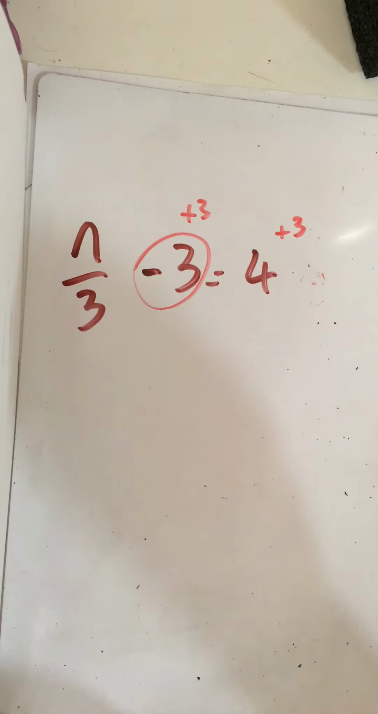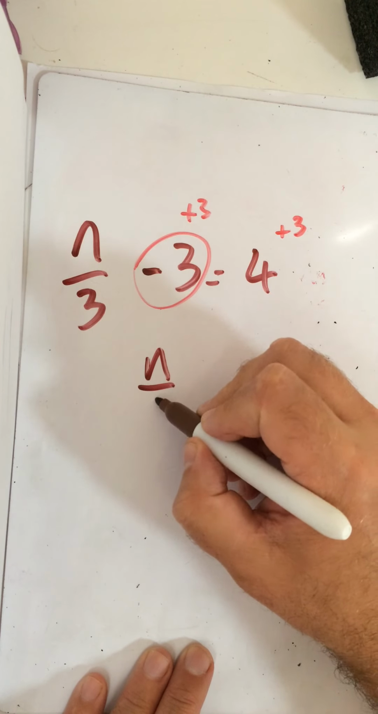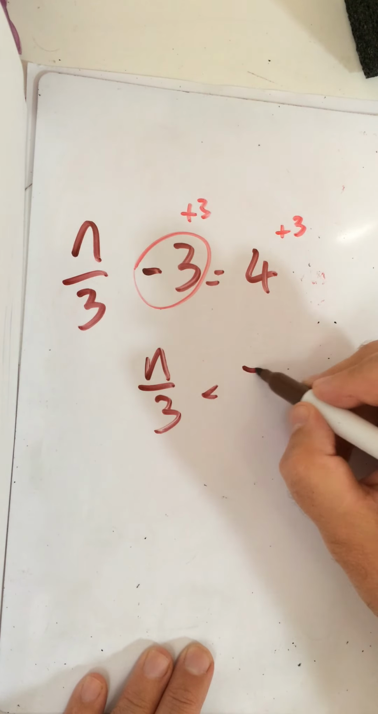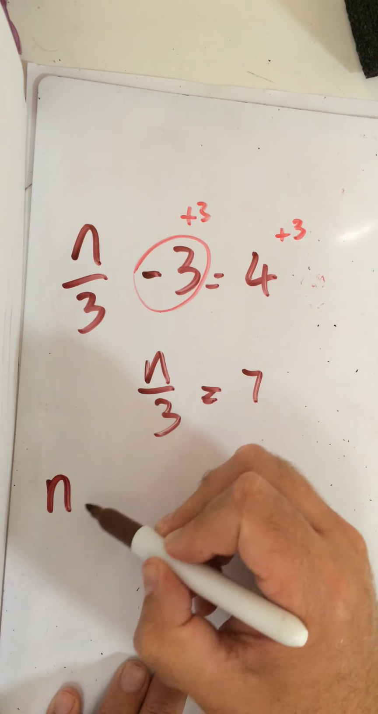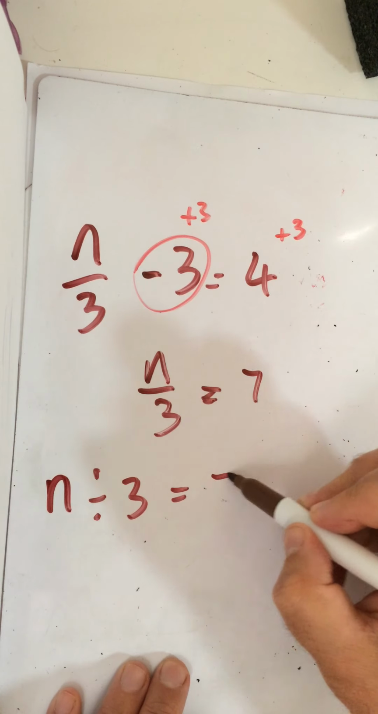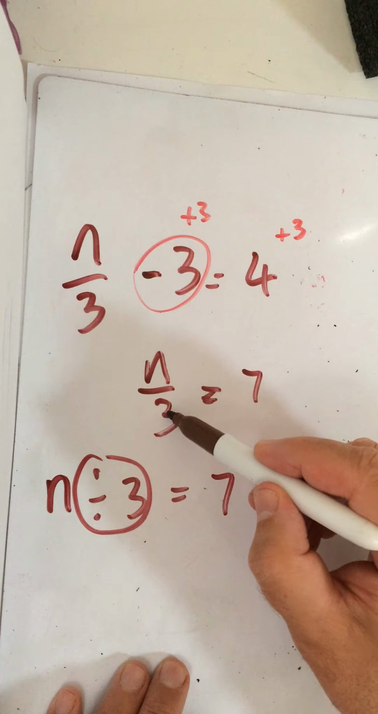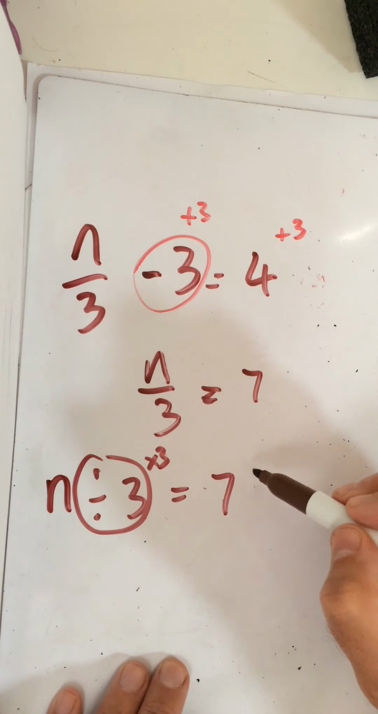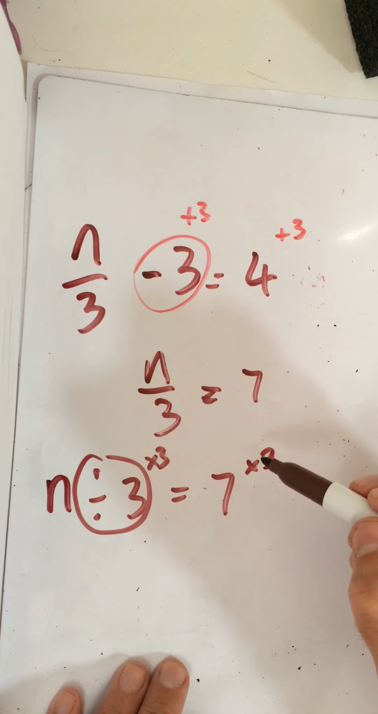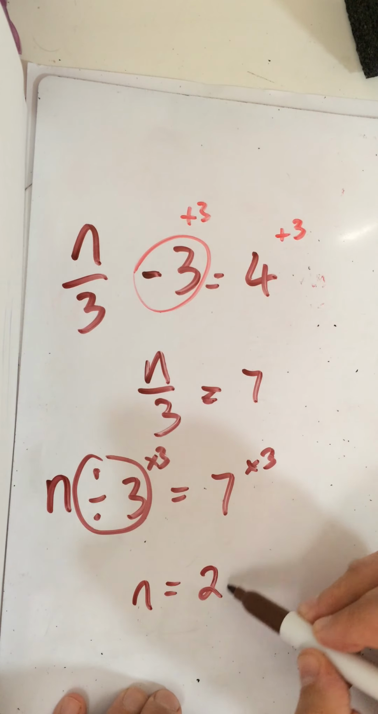So now I'm left with n, sorry, hang on, got my things mixed up, n divided by 3 is equal to 7. This is a divide by 3. So we have to do the opposite, which is times it by 3. And what you'll find then is n is equal to 21.